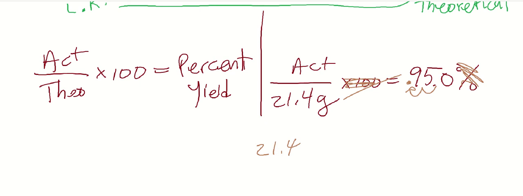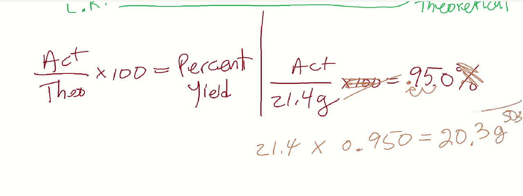21.4 times 0.950. Let's see what that gives us. 20.33. All right, 3 significant figures. Oops, this is not a percent. Sorry. Oh man, keep track. All right, this is 20.3 grams of sulfur trioxide. That's how much was actually made if the percent yield is 95%.